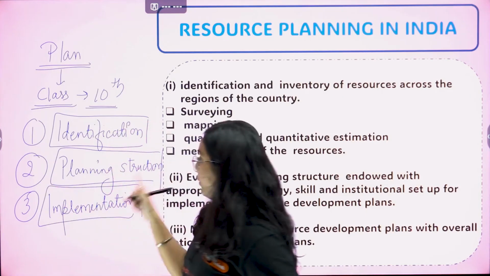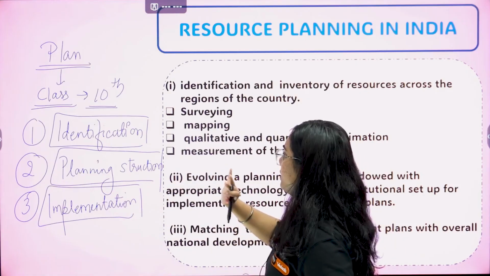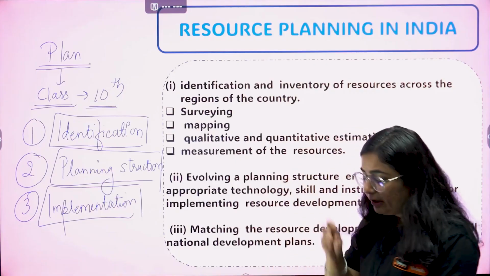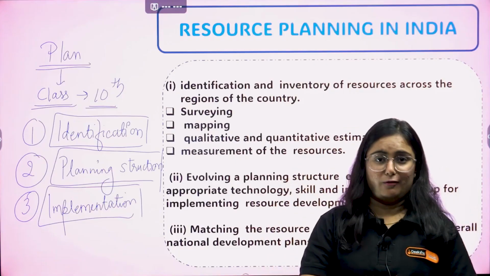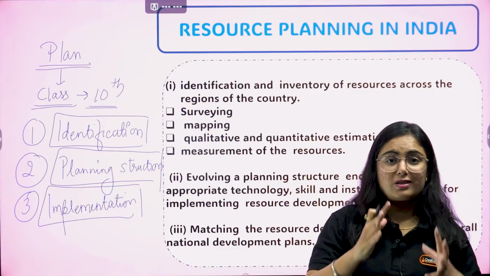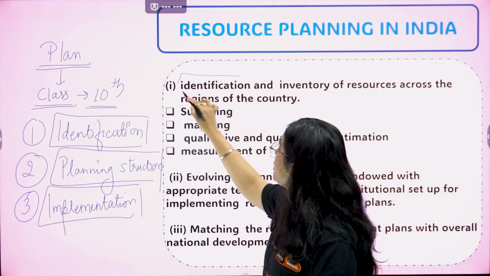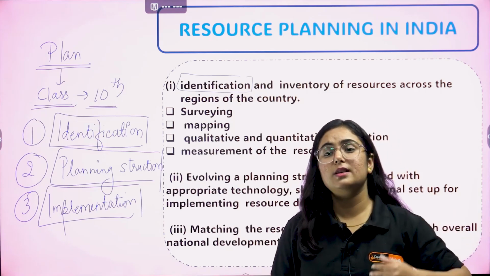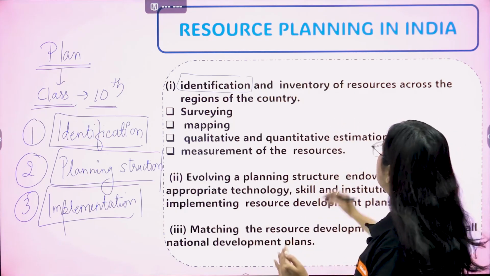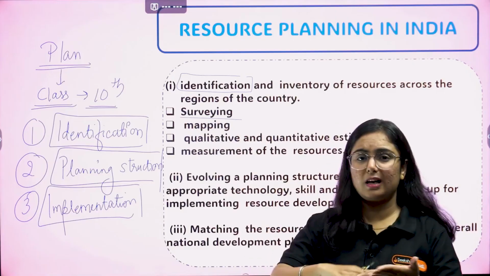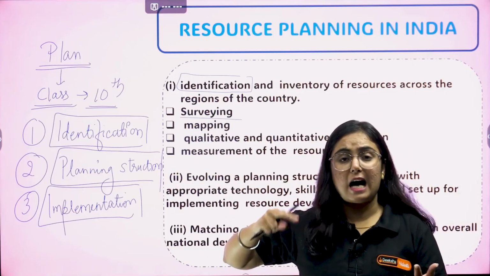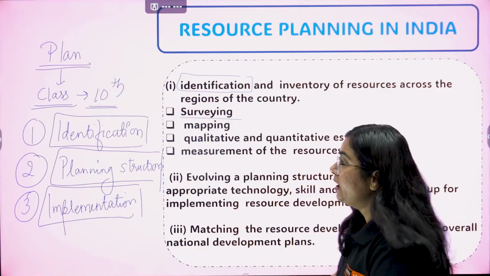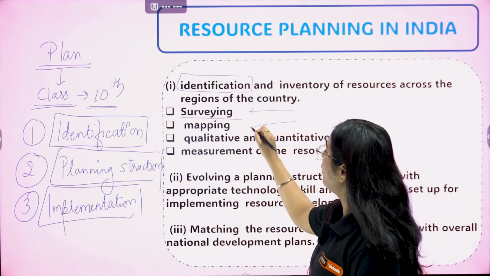Now, this was for your class 10th, matching this with resources. Whenever you need to make a plan for resource development, the first and foremost thing you are going to do is identification of those resources. How will you identify these resources? With the help of surveying. You will make a survey plan for India. Where is iron found? Where is coal found? Where are gold, diamond, etc. found, right? You will make a survey. Then you will go for mapping.